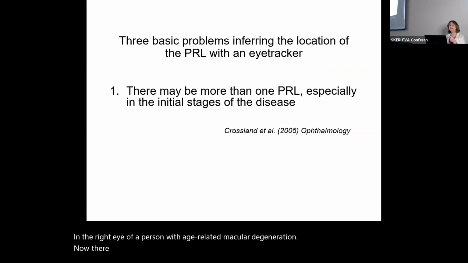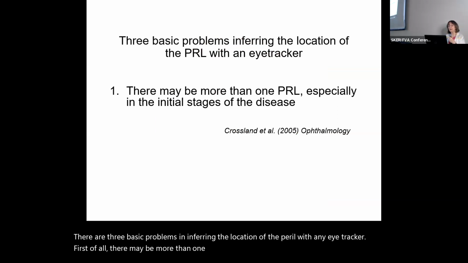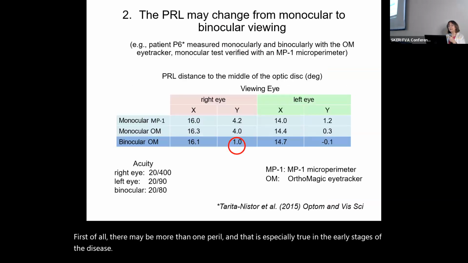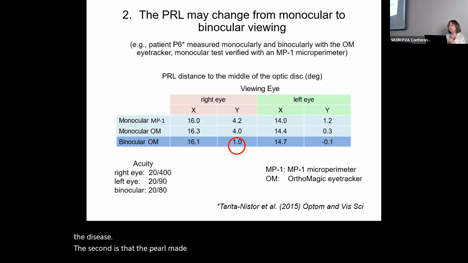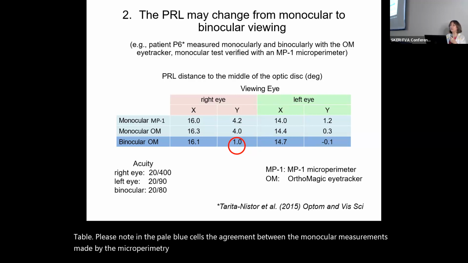Now, there are three basic problems in inferring the location of the PRL with any eye tracker. First of all, there may be more than one PRL, and that is especially true in the early stages of the disease. The second is that the PRL may change when you switch from monocular to binocular vision and back. In this particular table, please note in the pale blue cells, the agreement between the monocular measurements made by the microperimeter and the monocular measurements made by the Orthomagic.